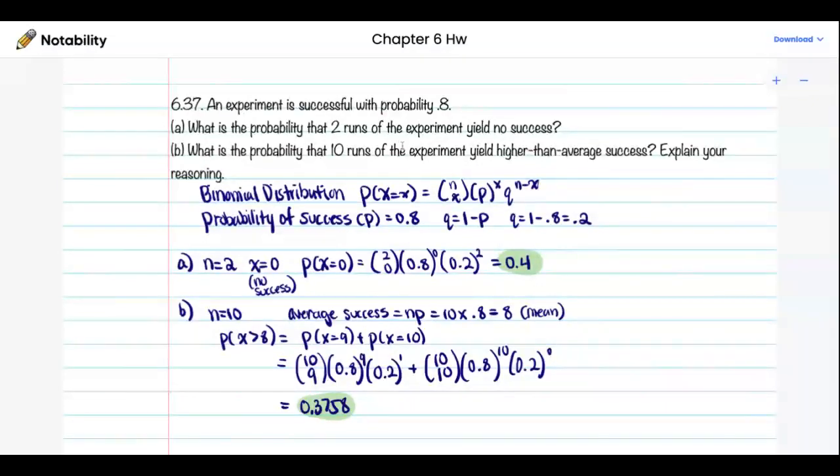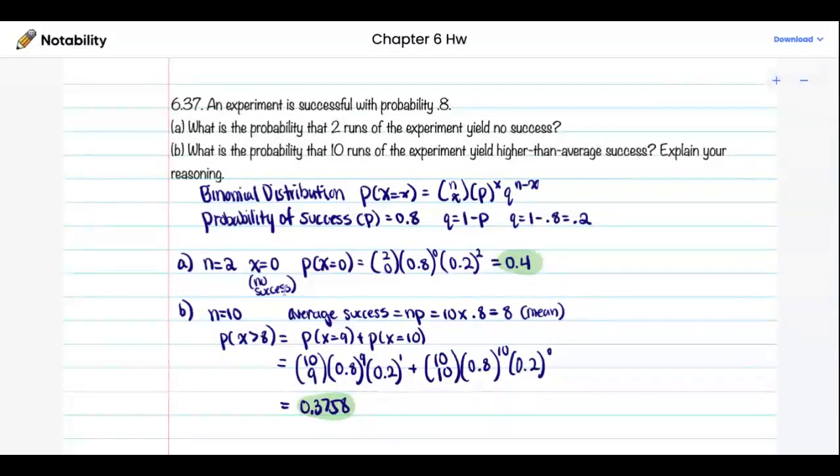So for part A, what's the probability that 2 runs of the experiment yield no success? So we just plug this into our binomial distribution, the probability that x equals, I think there's supposed to be 0 there, no success. So 2 choose 0 times 0.8 to the 0 power times 0.2 to the 2 power, which gives us the 0.4 probability that 2 runs of the experiment yield no success.